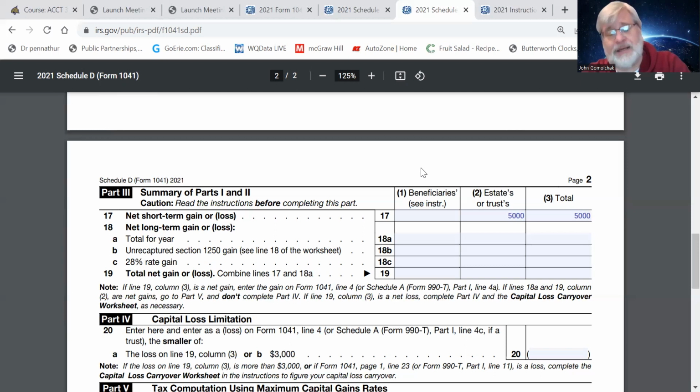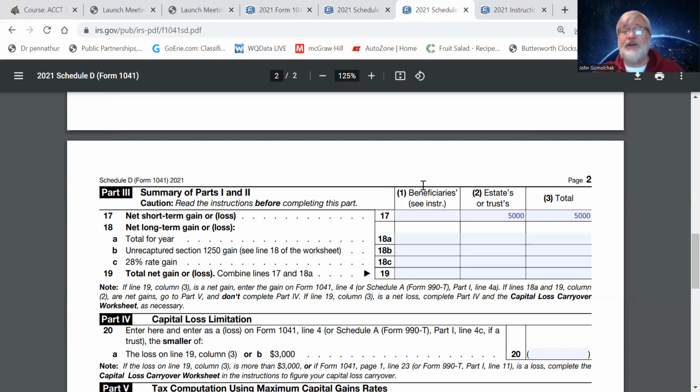Now, another time you're going to use column 1 is in the final year of a trust or the final year of an estate. You have to distribute everything. You can't say to the IRS, all right, the estate is done, it doesn't exist anymore, or the trust is done, it doesn't exist anymore, and still have money. It has to be completely gone.